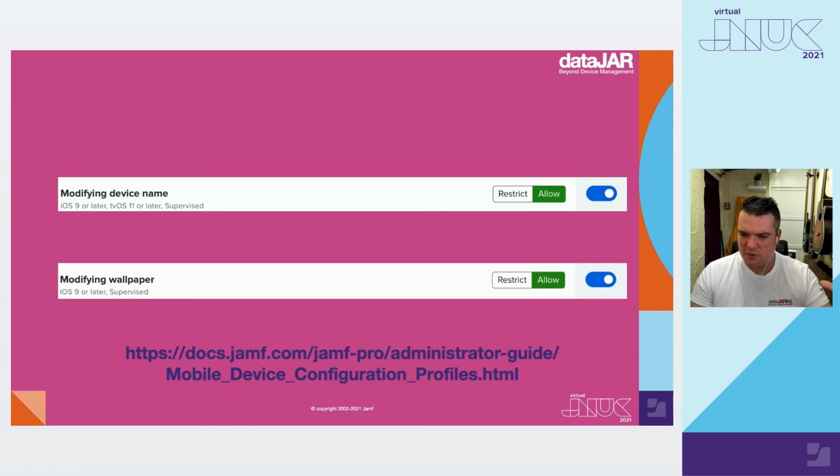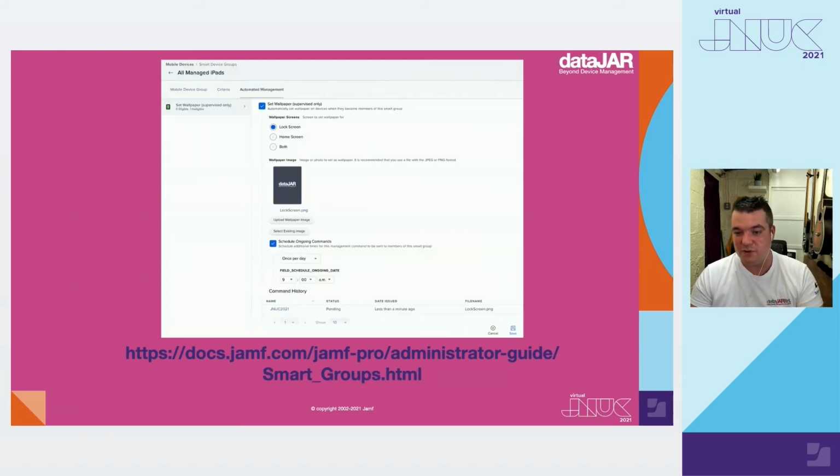Now, these have all been restrictions so far, but modifying wallpaper is an interesting one because you can allow it, but to set the wallpaper, it's actually under the mobile device groups. So you find your mobile device smart group, and then within there, there's an automated management tab, and you can set the icons within here. You can have it as lock screen and home screen, or both. The image you want ongoing, so you can have it just once, or you can have it every day. So imagine if you're setting it every day and someone's allowed to change it. You're then going to get a conflict where they'll change it, you'll overwrite it. So again, just think of that workflow.